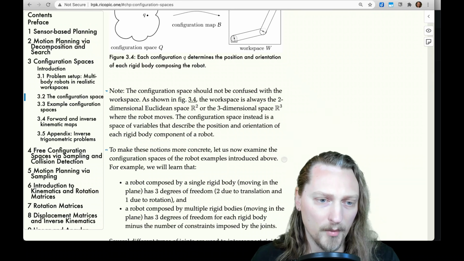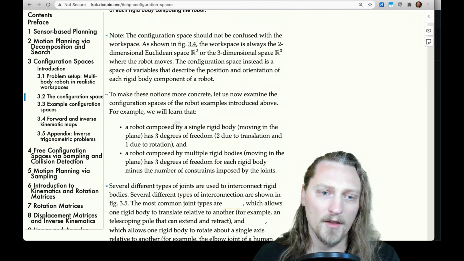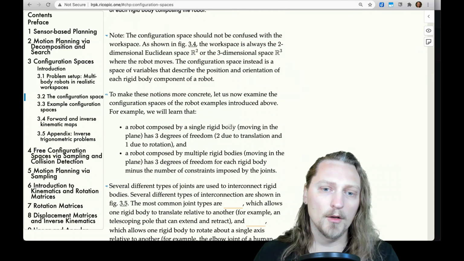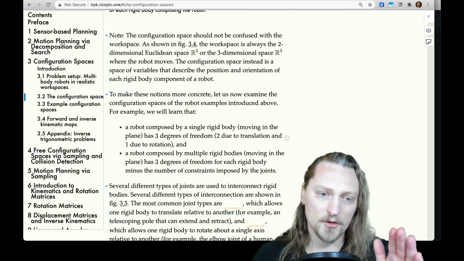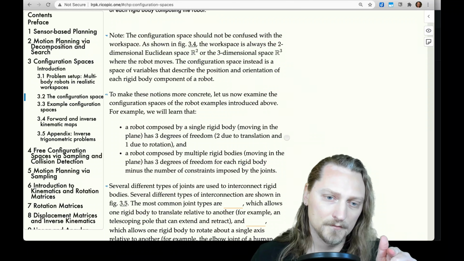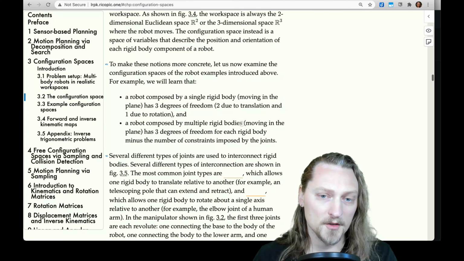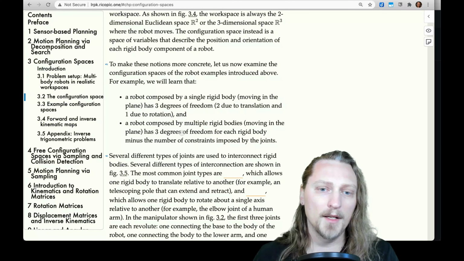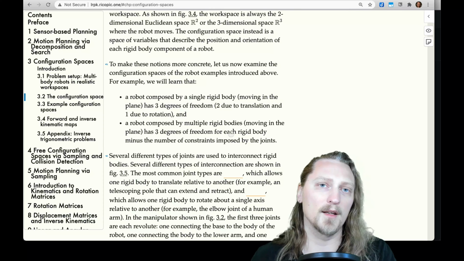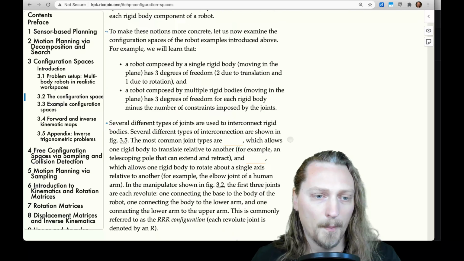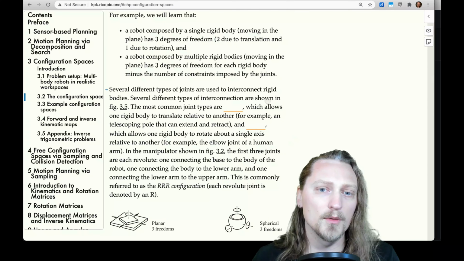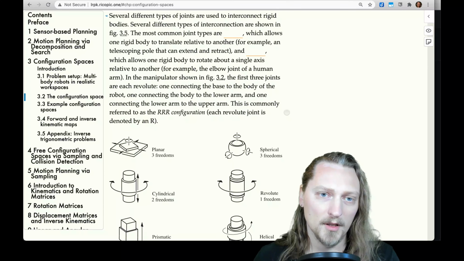To make these notions more concrete, let us now examine the configuration spaces of the robot examples introduced above. For example, we will learn that a robot composed of a single rigid body moving in the plane has 3 degrees of freedom, 2 translational and 1 rotational. And a robot composed of multiple rigid bodies moving in the plane has 3 degrees of freedom for each rigid body minus the number of constraints imposed by the joints. Several different types of joints are used to interconnect rigid bodies. Several different types of interconnection are shown in figure 3.5 below.